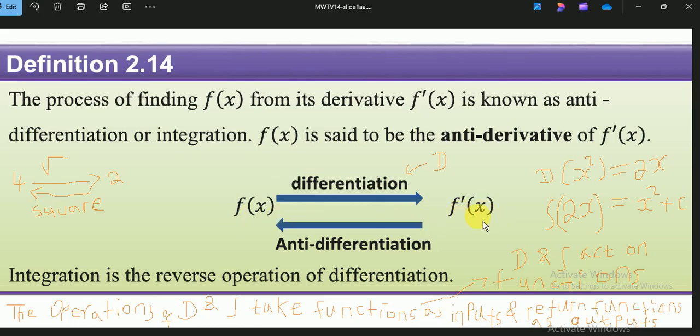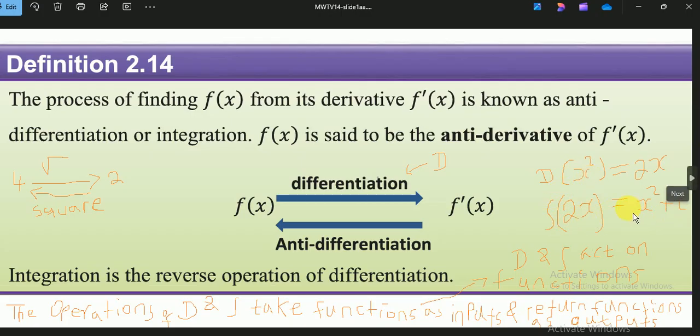If f prime of x, the derivative of f at x, is known, what's the function? This process, going from f prime of x to f of x, is called anti-differentiation or integration. So integration is a reverse operation of differentiation. For example, the derivative of x squared is 2x. If we reverse this, it becomes: the integration of 2x is x squared.